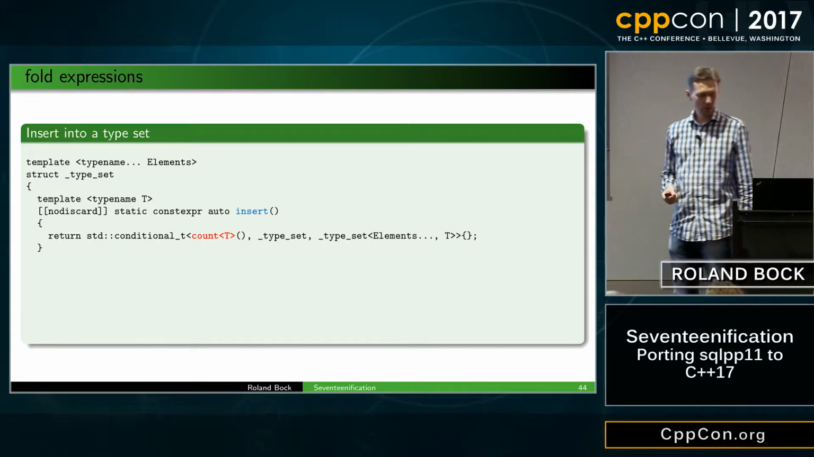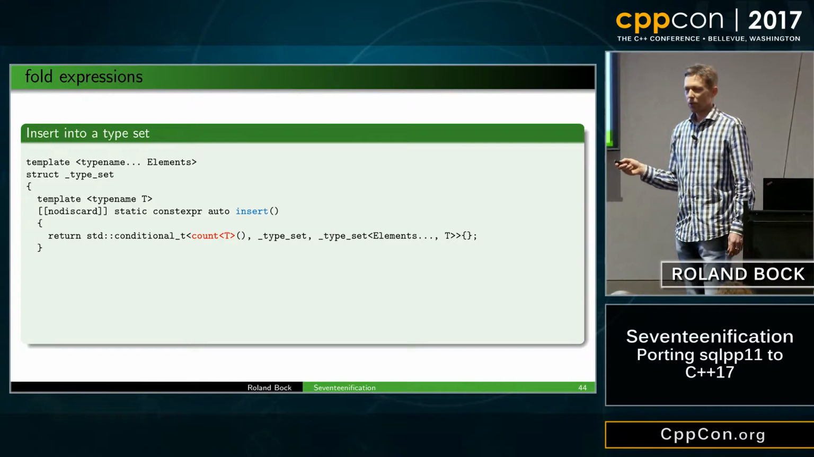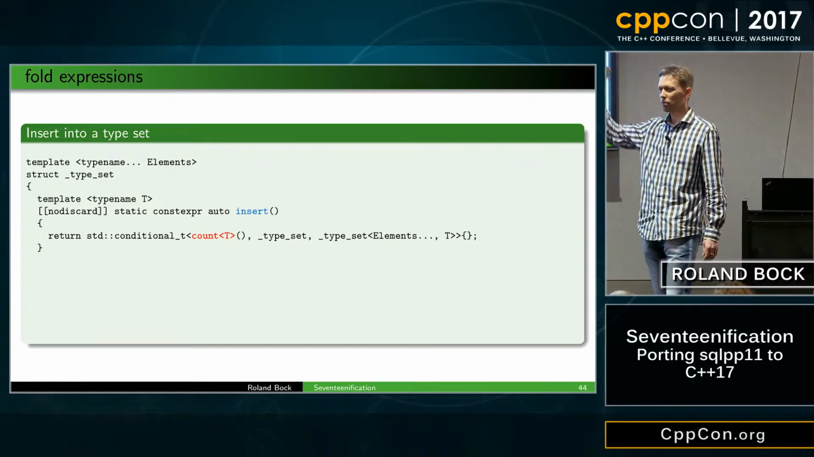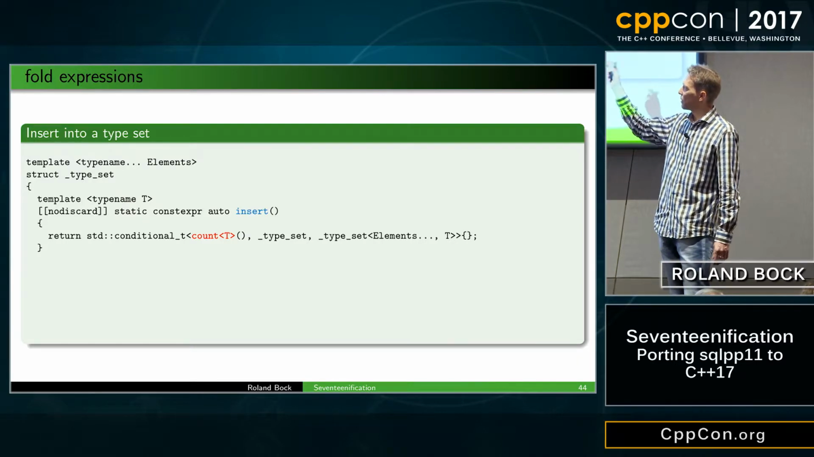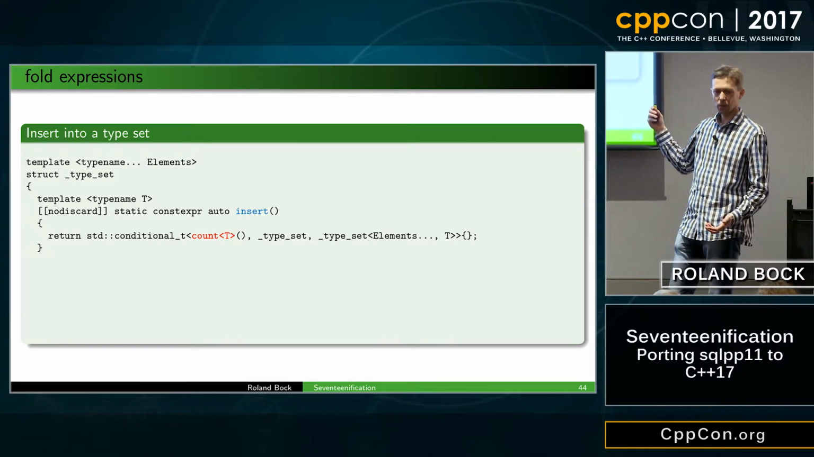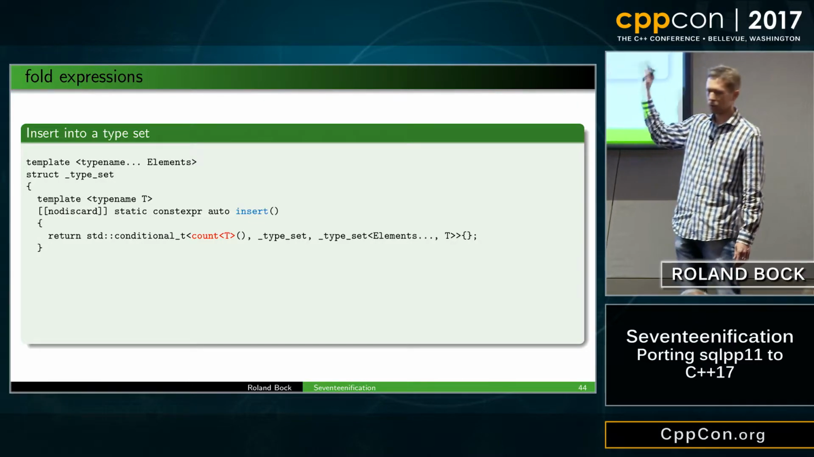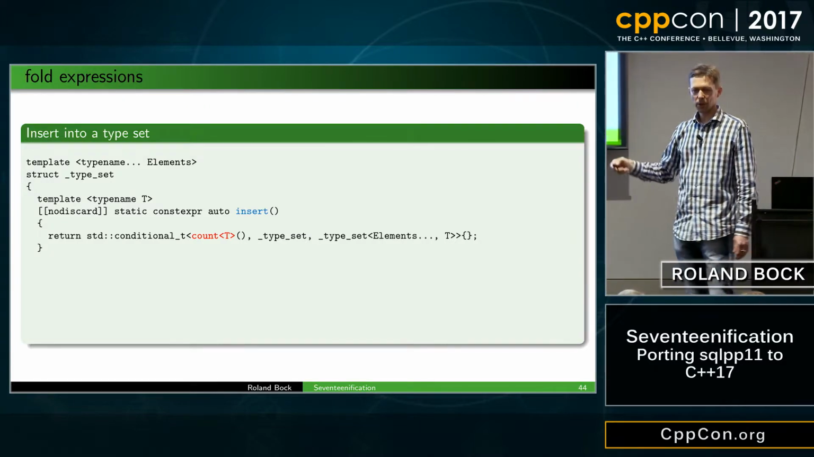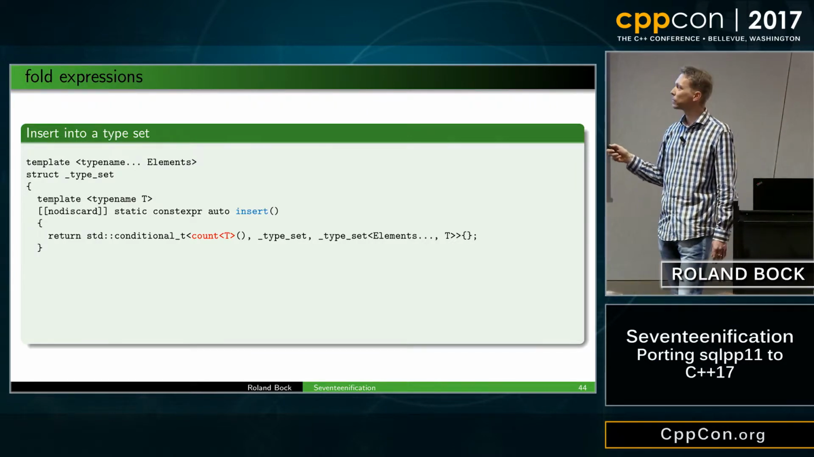Now we're coming closer to actually constructing something. So if we want to insert a new type into this typeset, then well, we have a function, and well, nodiscard because it's a const function. It takes a template parameter t, and then we can just check, well, if the count is true, then we already have it. Then we just return an instance of this typeset, and otherwise we add the t to the list of elements that we already have, and return that. Okay, so we're done.